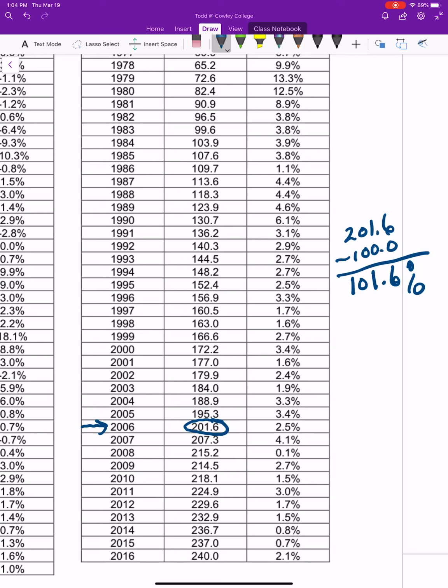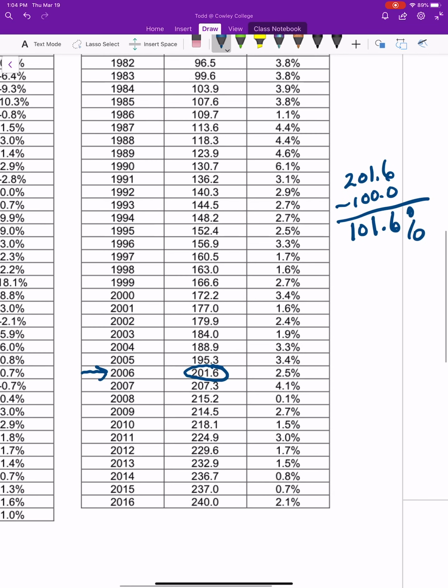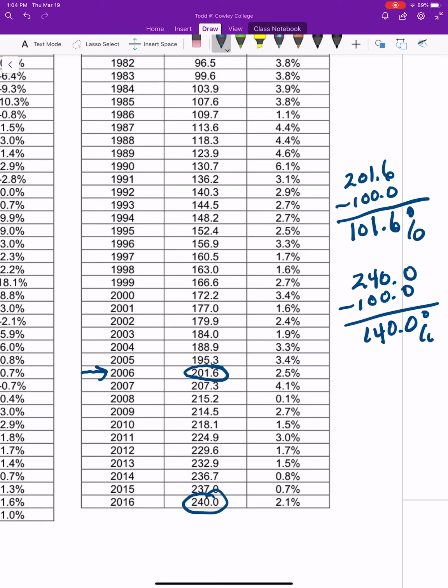How much have average prices increased from 1984 until the year 2016? That is correct. You take 240, which is your consumer price index, you subtract 100, and you'll get 140% from 1984 until the year 2016. And then some people say, oh okay, I see how that happens.